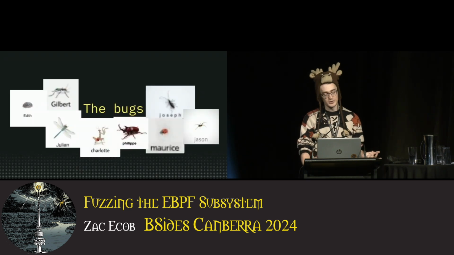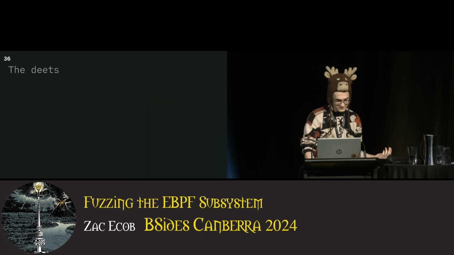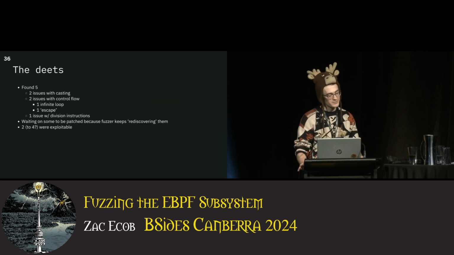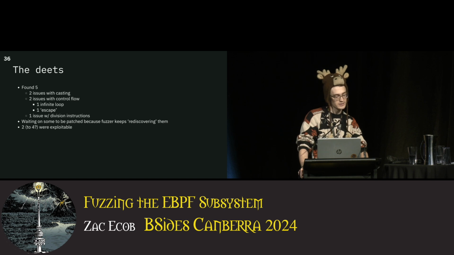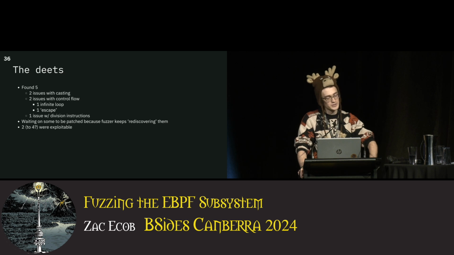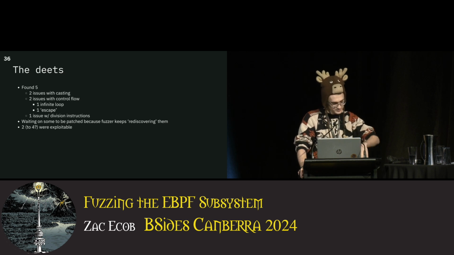Alright, pretty much near the end of the talk, just quickly talking about the actual bugs. The details: I found 5. 2 issues with casting, type casting, 2 issues with control flow, one of which is an infinite loop and one of which kind of lets you escape, and 1 issue with division instructions.